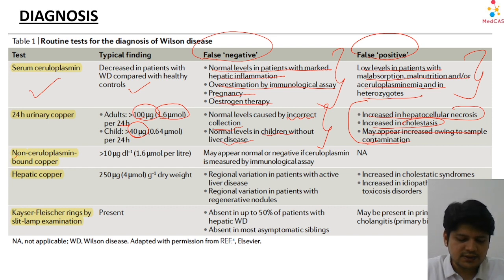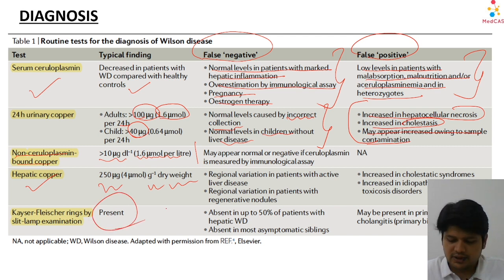Next comes the free copper assay. That's called non-ceruloplasmin bound copper. That's called free copper assay. Which is more than 10 microgram per dl or 1.6 micromole per liter. So that is the value we need to know for that. Hepatic copper by biopsy 250 microgram per gram of dry weight of liver, and KF ring by slit lamp examination can be good.